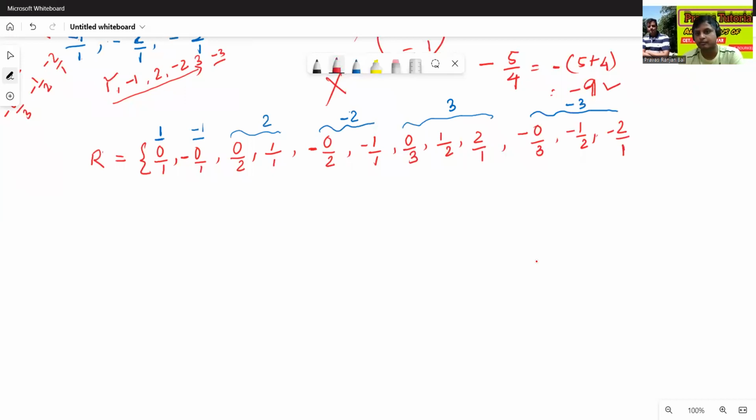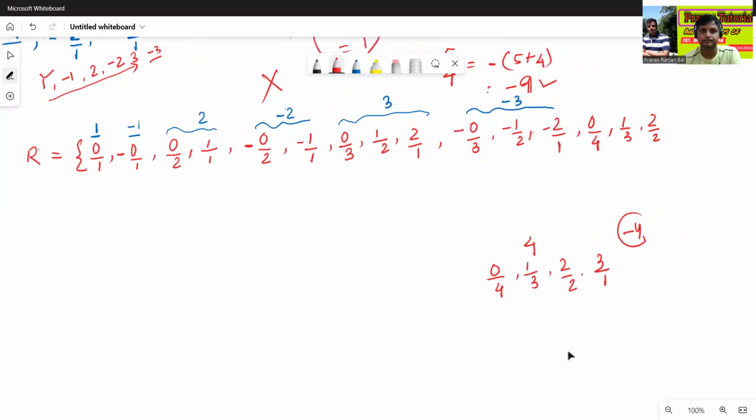Similarly, we can get 4. How to get 4? 0 by 4, then 1 by 3, then 2 by 2, then 3 by 1, and like this. Similarly, we can also get minus 4. In this way, we get 0 by 4, 1 by 3, 2 by 2, 3 by 1 and so on. For these values, the p plus q value equals 4.